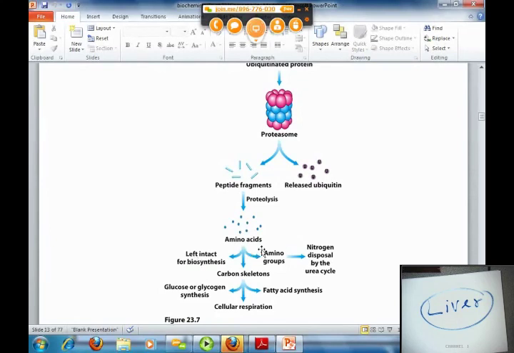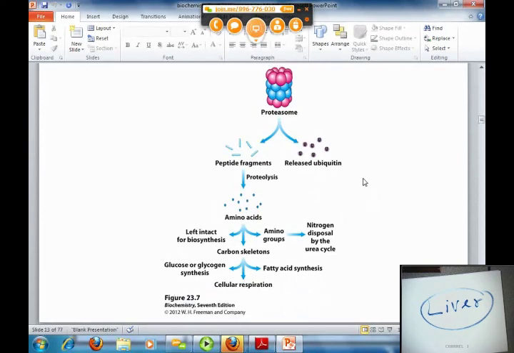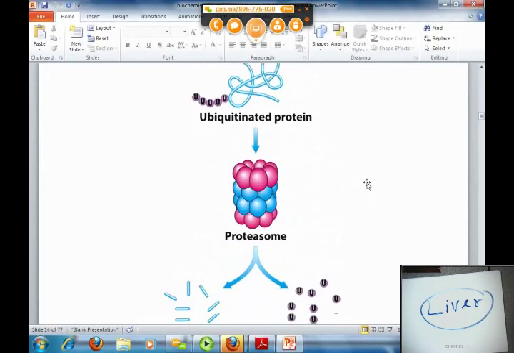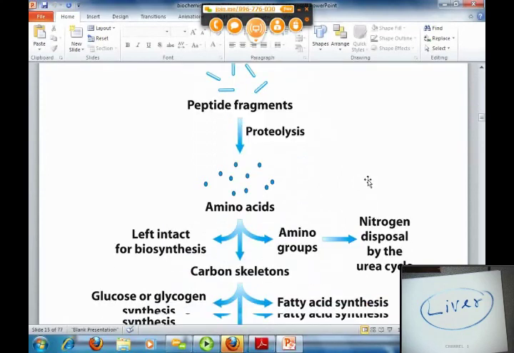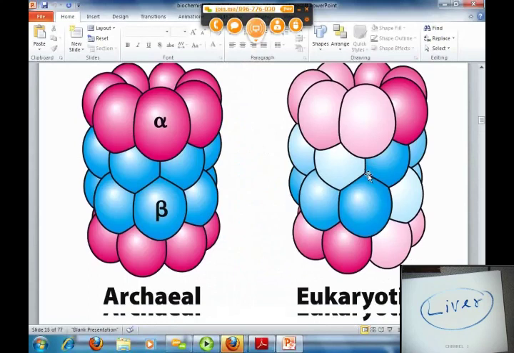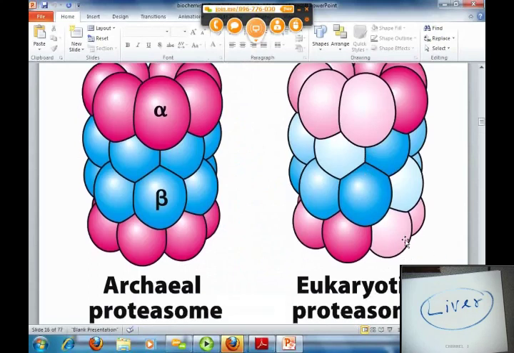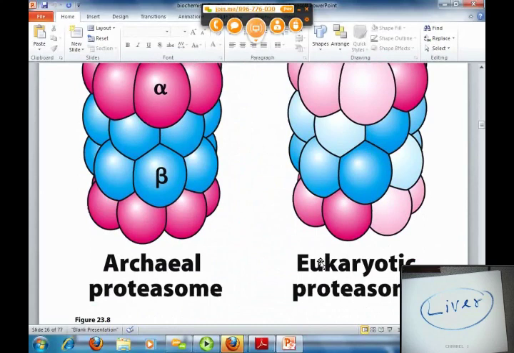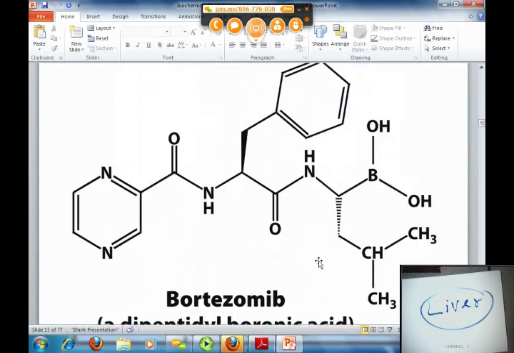That is recycling. But if deamination proceeds, the amino groups enter the nitrogen disposal cycle, that is the urea cycle. Then the carbon skeleton enters glucose or glycogen synthesis, fatty acid synthesis, and cellular respiration, which can also produce energy. That is pretty much the protein degradation pathway. Let us see this in detail in this PowerPoint. You can see the archaeal proteasome and the eukaryotic proteasome. There is a comparison across different organisms.